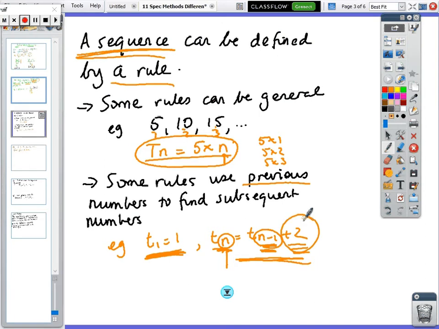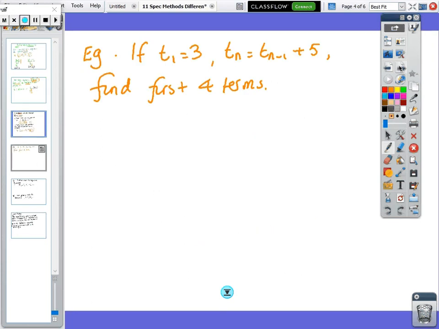So don't worry about why it is plus 2. It could be plus 1, it could be plus 5, it could be minus 7. It doesn't matter. The questions will tell you what the rules are. So copy that and come across.